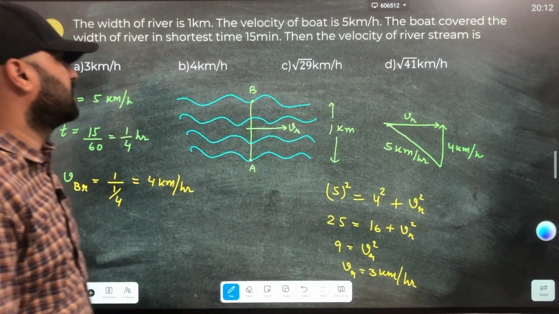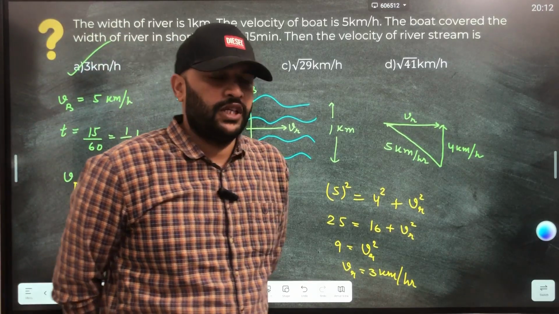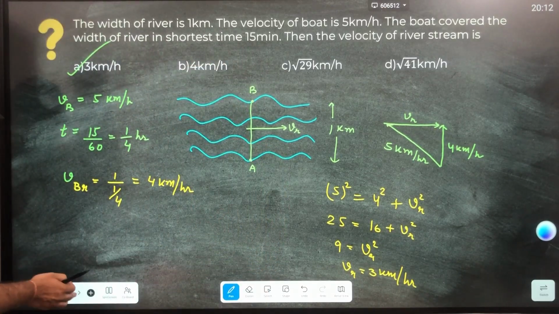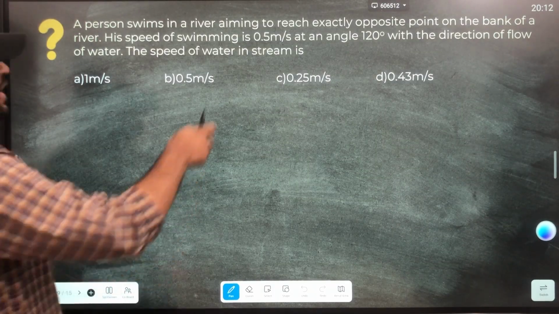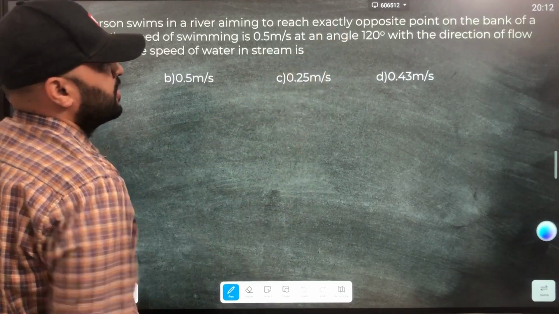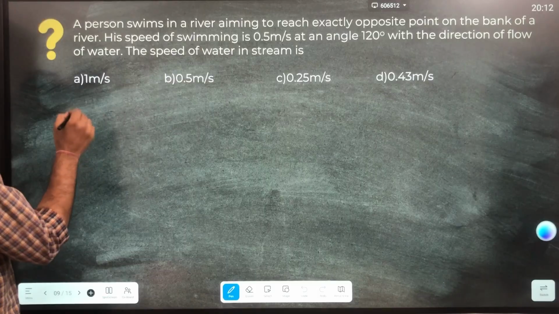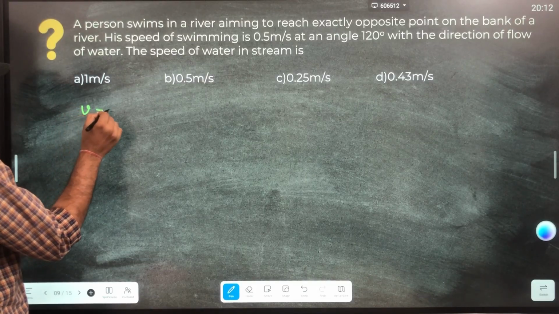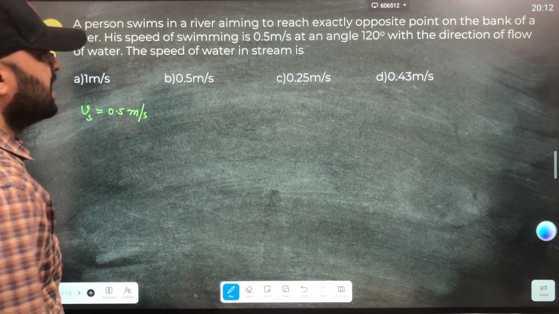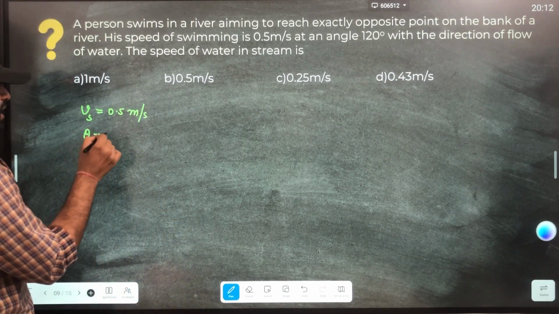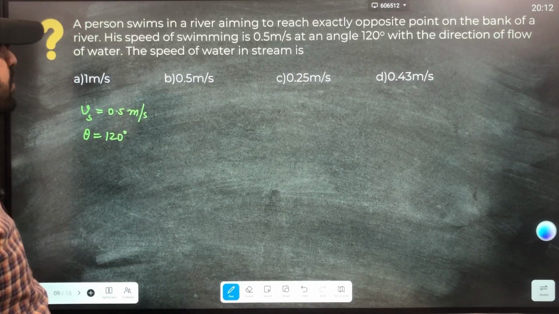Twice such a question has been asked in the previous years from NEET. Let's see the next question. A person swims in a river aiming to reach exactly the opposite point on the bank of the river. His speed of swimming is 0.5 meter per second. Be very careful: the velocity of swimmer is at an angle theta of 120 degree with the direction of flow of water. Find the speed of the water in the stream.